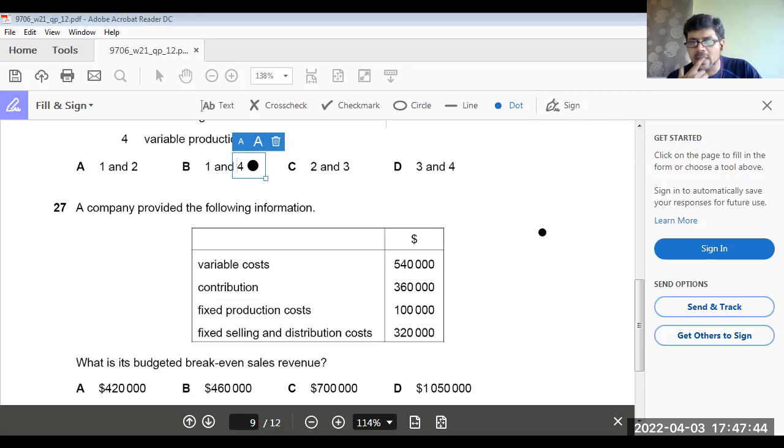Okay. Now, what is the fixed cost? 100,000 plus 320,000. Total fixed cost is 420,000. Break even means no profit. Contribution should be equal to the amount of fixed cost. So if we take 420,000 fixed cost as contribution at break even, it is 40%. So 420,000 multiplied by 100 divided by 40, answer is 1,050,000.